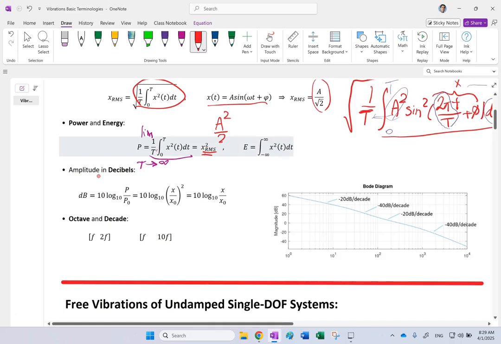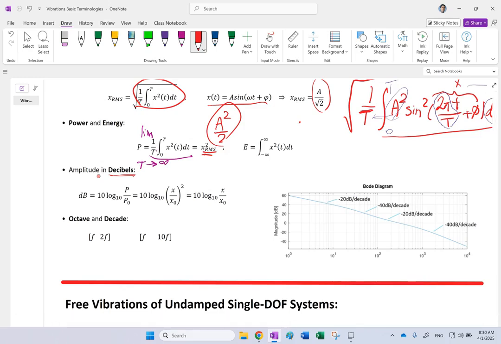Therefore, you can say that the power for a sine function is simply a squared over 2. Now, many times when we talk about amplitudes, we measure them not directly in the units of the signal, but in decibels, especially, you probably heard that for sound waves.